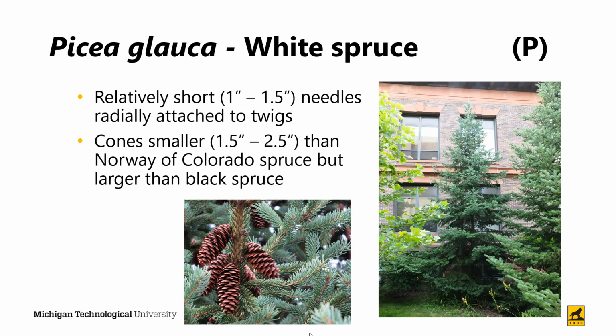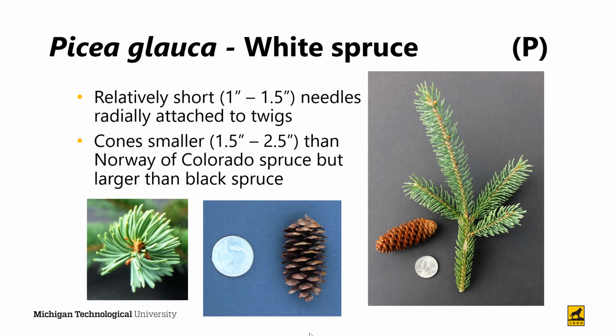Next to the London plane tree is a white spruce, which is native to Michigan. It has relatively short needles, about an inch long, and they're pointy and attached to all sides of the twig, unlike the firs that we've seen. The cones are also relatively small, maybe 2 inches long, but the scales are stiffer than in Norway spruce or Colorado spruce.